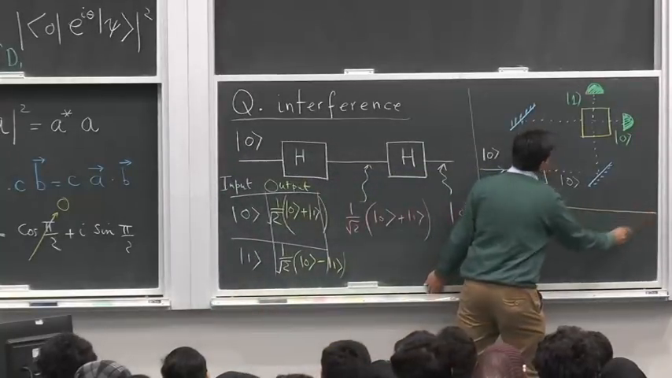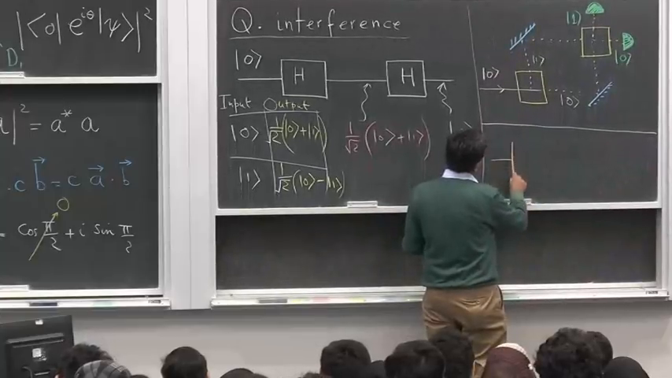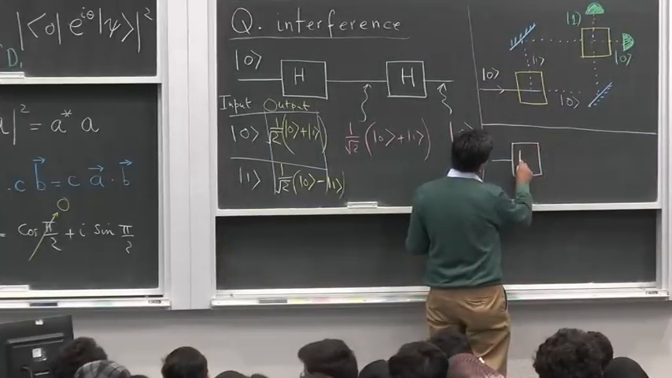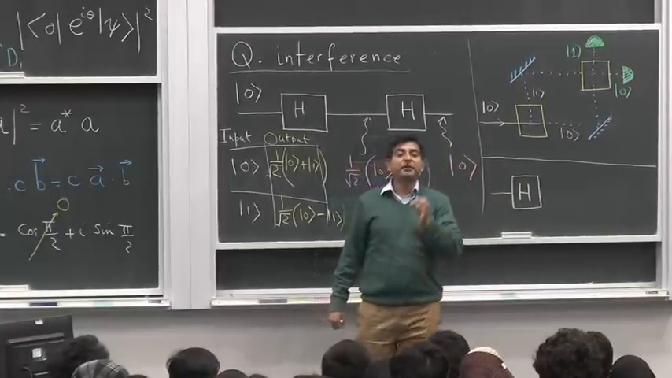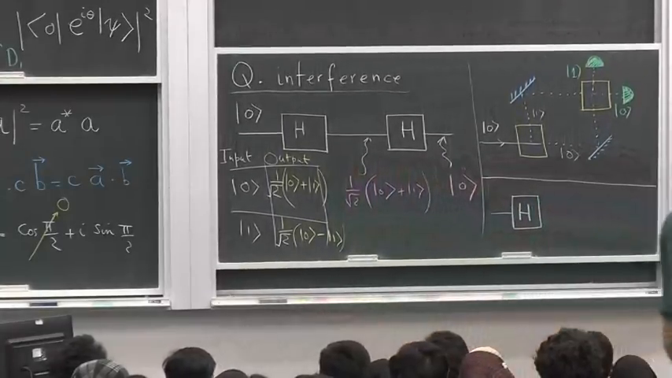And what I would do is take the Hadamard. Remember that this beam splitter is now materializing a Hadamard gate.